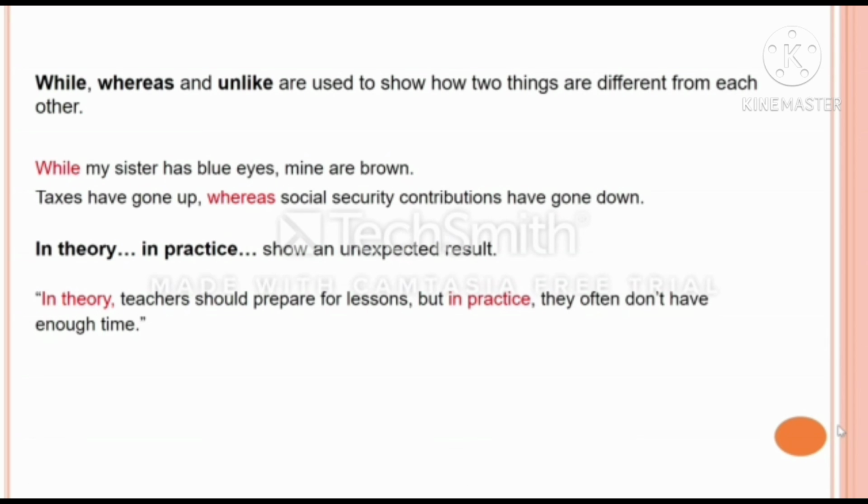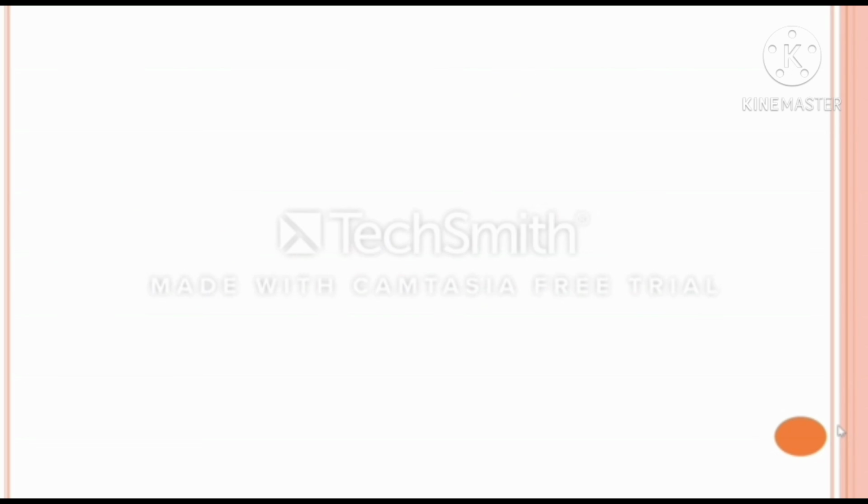While, whereas, and unlike are used to show how two things are different from each other. For example, while my sister has blue eyes, mine are brown. In theory and in practice show an unexpected result. For example, in theory, teachers should prepare for lessons, but in practice, they often don't have enough time.